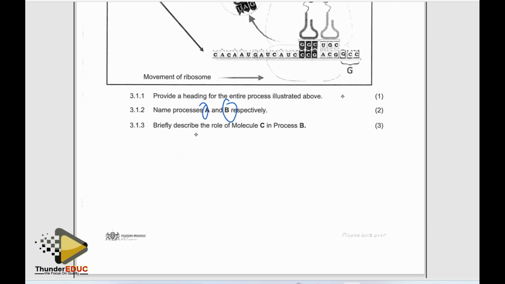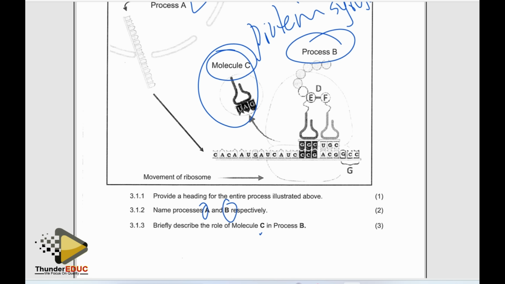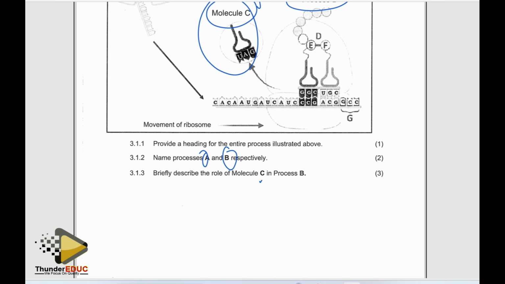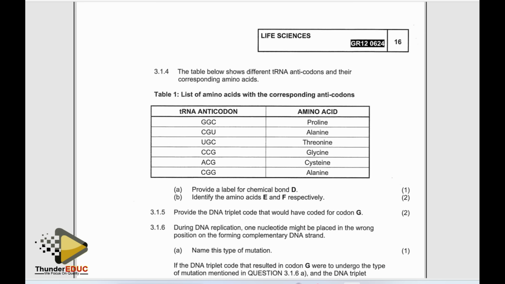Then they're saying describe the process, the role of C. They even brought in the final exam for May, June. The role of C is it carries specific amino acid to the ribosome. You see, it brings it there. So it carries the specific amino acid, or the required amino acid, to the ribosome. That's it.